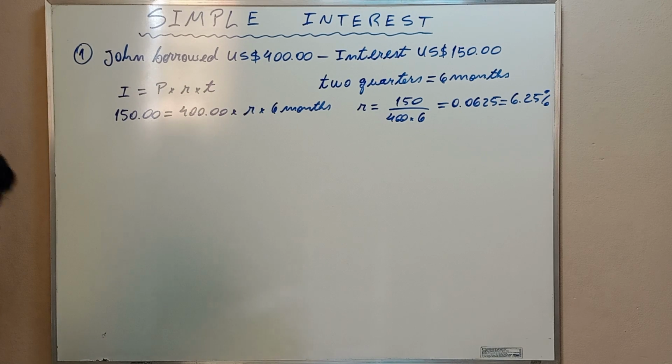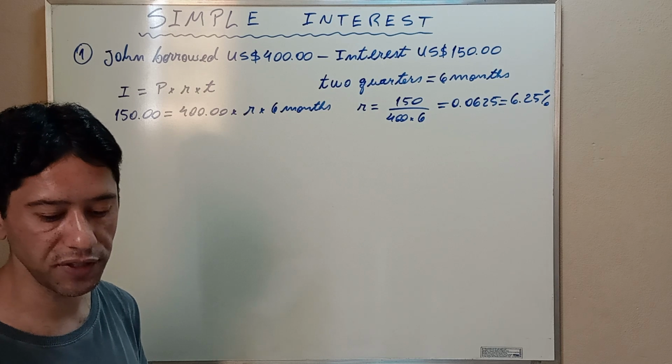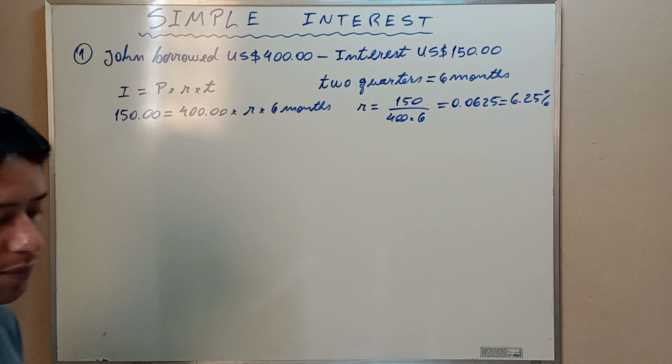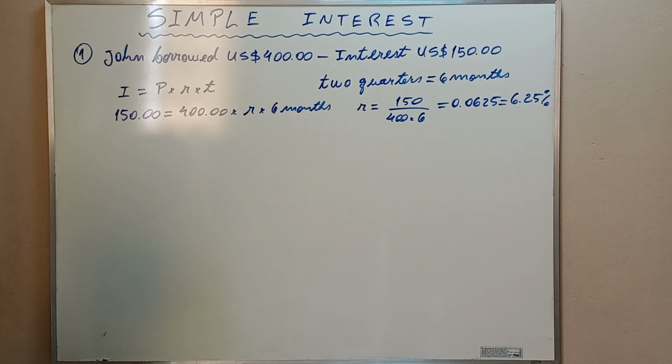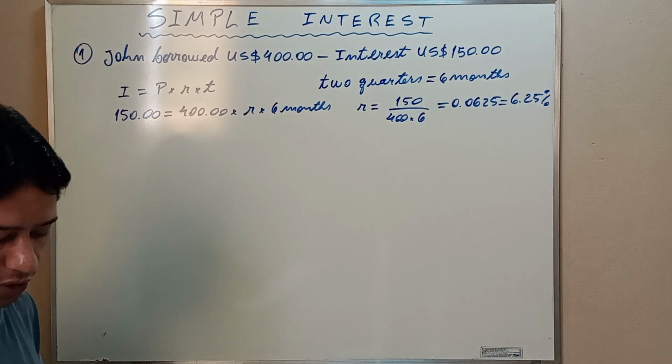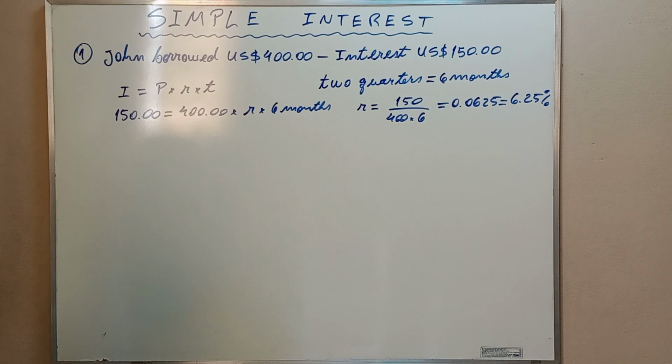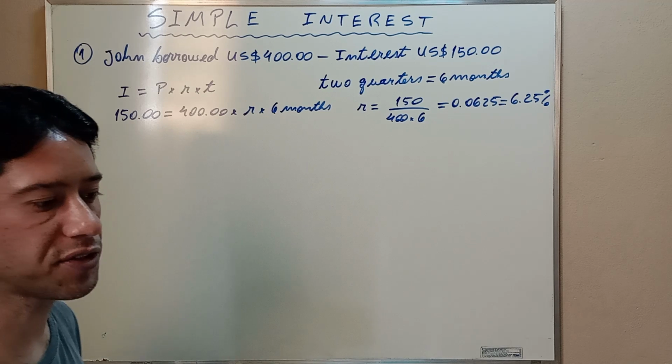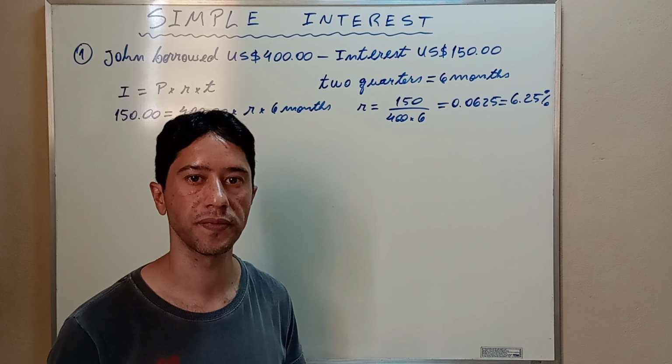What does this represent? It is the rate. The solution of the exercise, the exercise asked us what was the monthly simple interest rate applied by the bank. And we reach this value here. Therefore, the monthly simple interest rate charged by the bank is 6.25% per month. Alright, my friends, this is the first exercise. Let's go to the next.